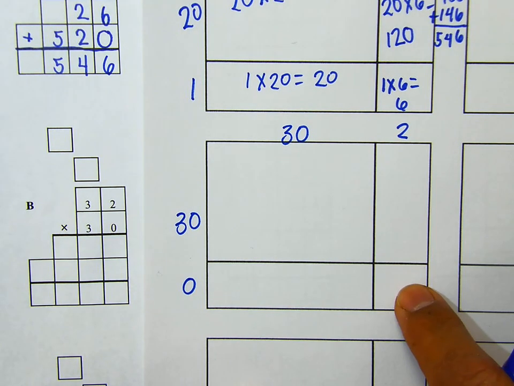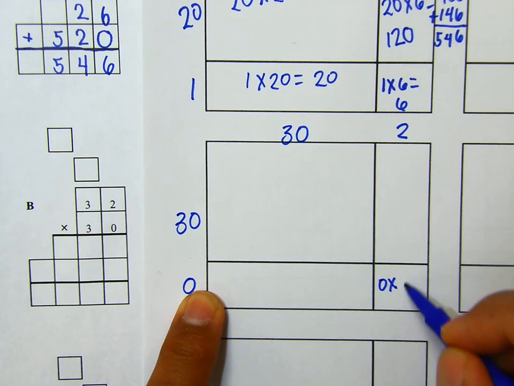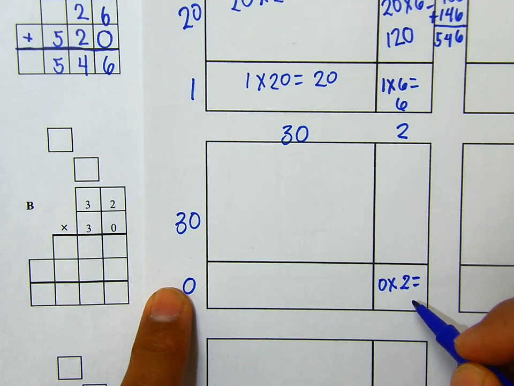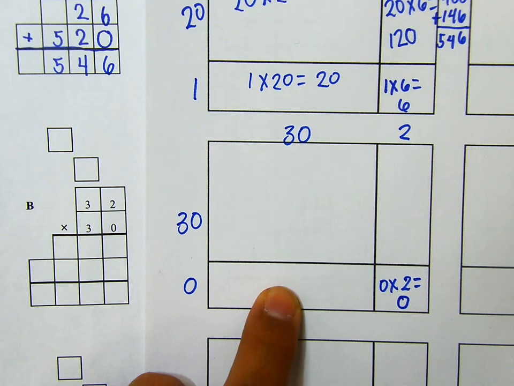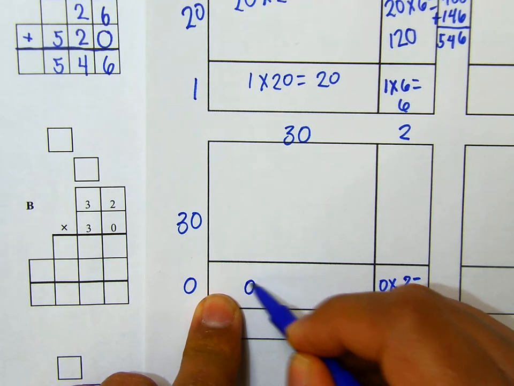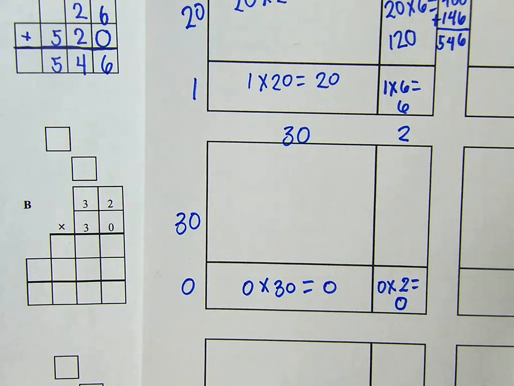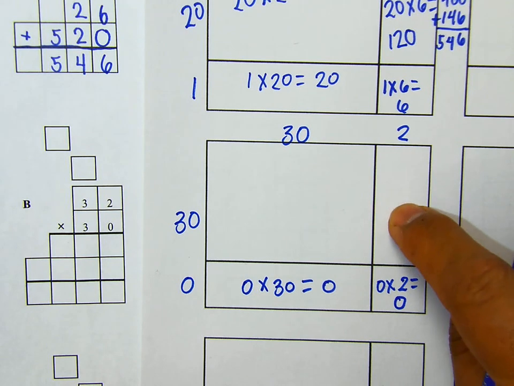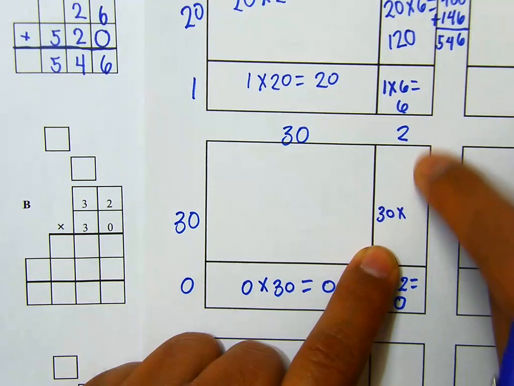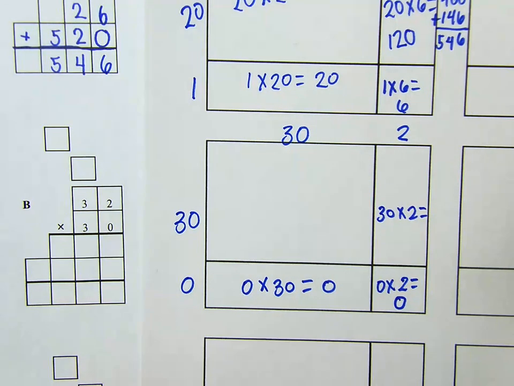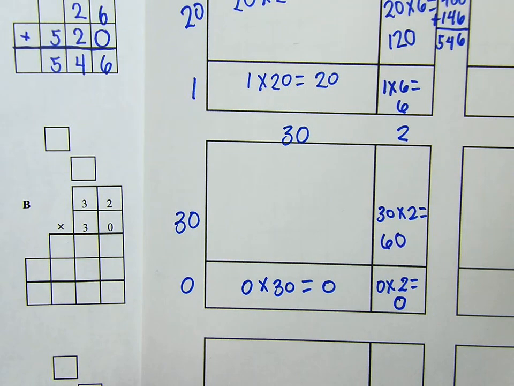So we start at the bottom right corner. We look to the left at 0 times 2 equals, remember, anything times 0 is always going to be 0. So again, I go 0 times 30. 0 times 30 equals 0. Now I go to this square right here. So I look to the left, we have 30 times, I look to the top, that's 2 equals. I know 3 times 2 is 6, and we have a 0. So 30 times 2 is 60.